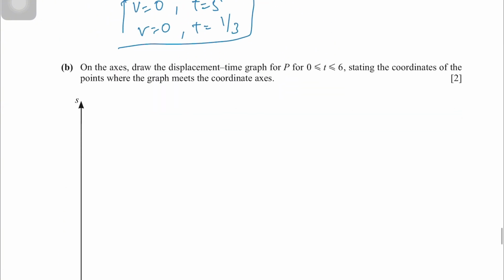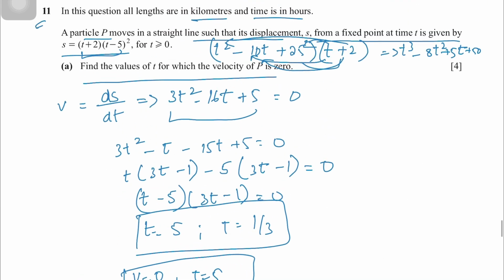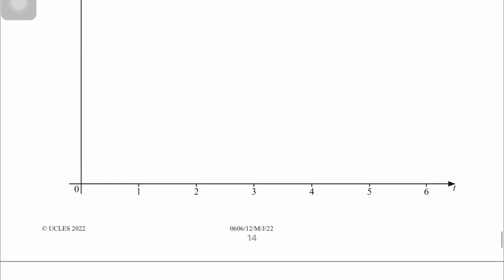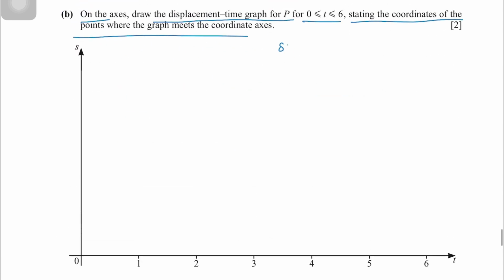Right? On the axis, draw the displacement time graph for 0 till 6, stating the coordinates of the point where the graph meets the coordinate axis. So we need to first calculate where it basically is when t is equal to 0. Let's write this equation over here. So this would be easier. This is t plus 2, I guess. Sorry. And then t minus 5 whole squared.